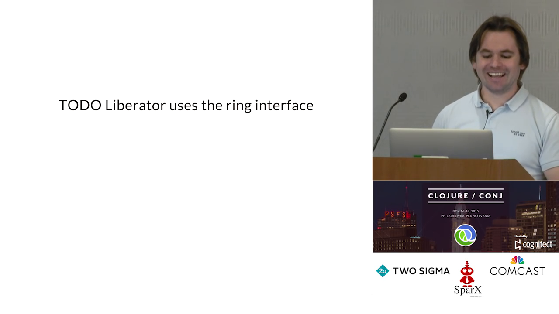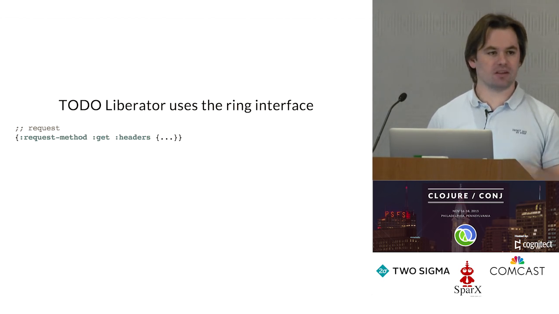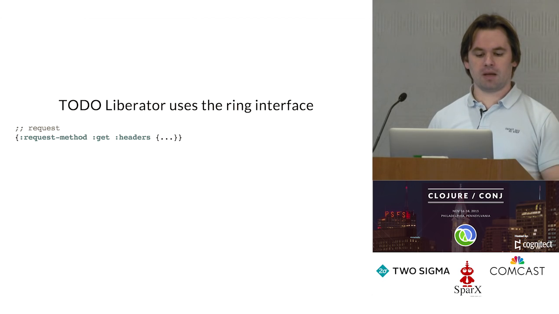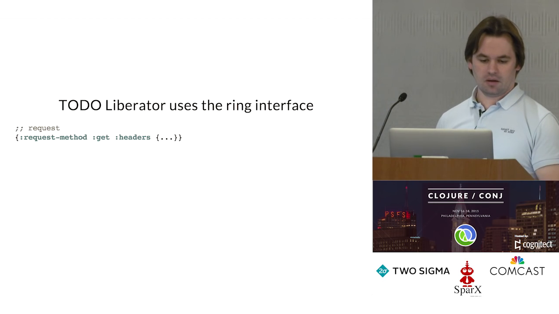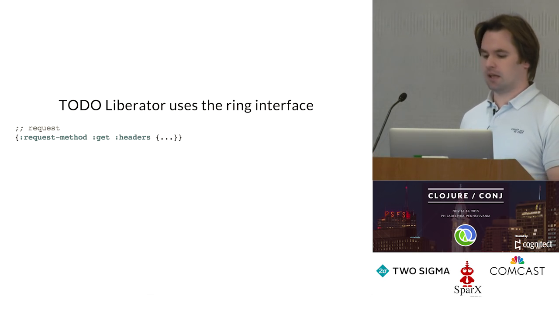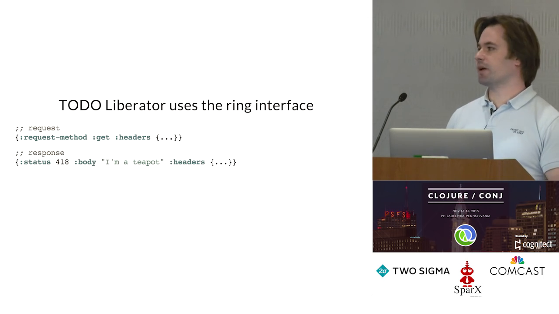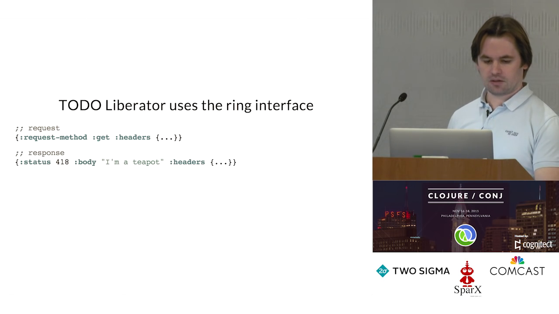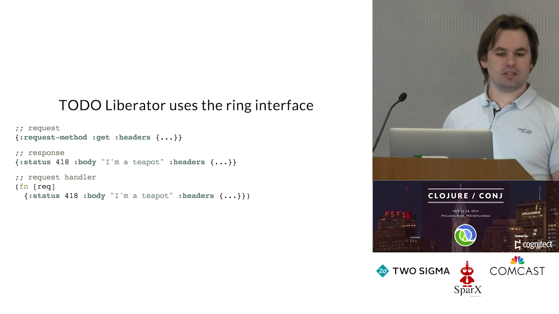Liberator uses the Ring interface, for example. This is a very simple but powerful abstraction for web requests. Every HTTP request comes in as a map. There's a request method, which is get, for example, and some header values. OK, there's maybe a body for post, but that's how a request looks. Very powerful and simple encoding. And when you implement a Ring request handler, you need to provide a response, which is also a very simple map, having the status code, a body value, and some HTTP headers. And the actual handler is a function which takes a request and returns a response. That's very easy.